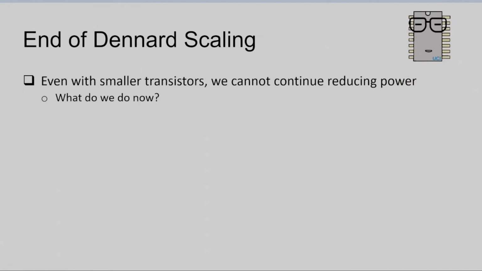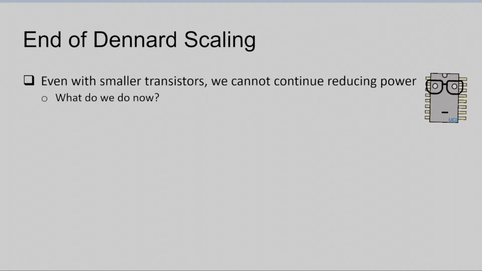As we saw before, Dennard scaling was a key factor in translating Moore's law, the transistor density brought about by Moore's law, into performance. Dennard scaling stopped around 2006, and we're going to show that chart in a little bit as well. But the bottom line was that even with smaller transistors, we cannot continue reducing the power consumption of the circuits. And what could we have done at this point?